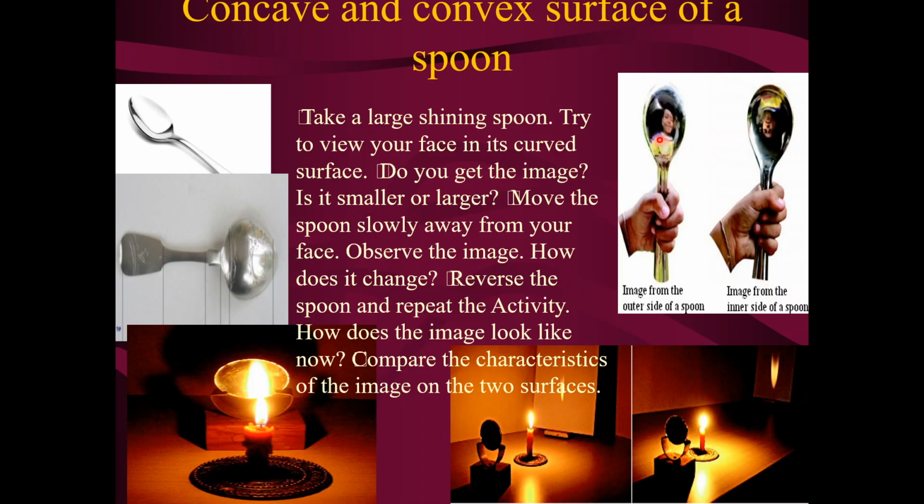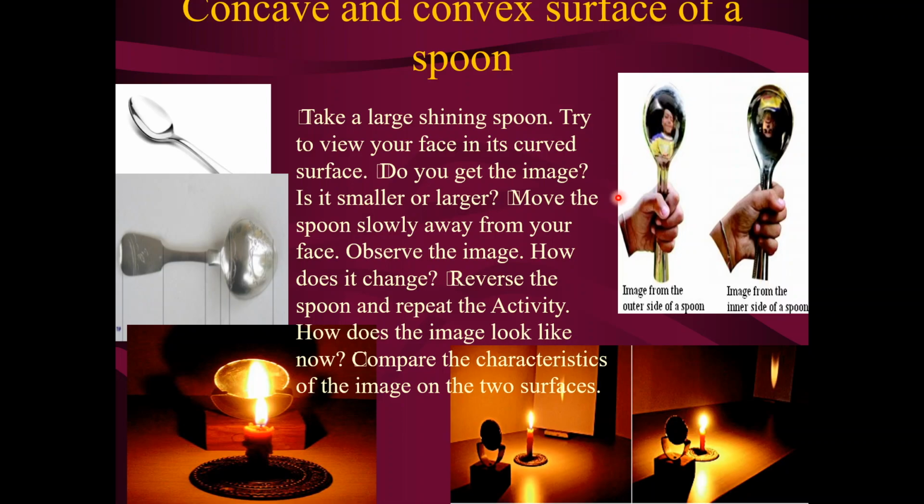Now move the face away from the mirror and again observe the image. How does the size of the image change? Repeat the activity on both the surfaces. Then compare the characteristics of the image. So the inner surface of the steel spoon can be compared with the concave mirror, and the outer surface of the steel spoon can be compared with the convex mirror.